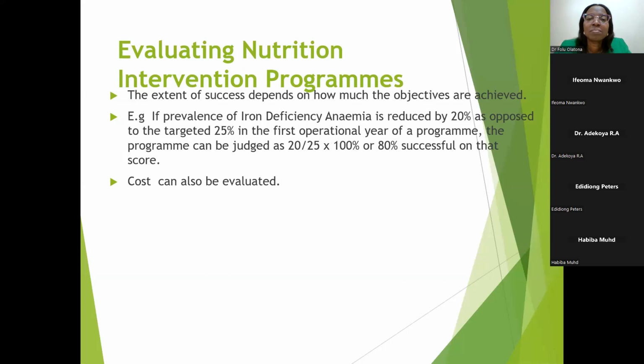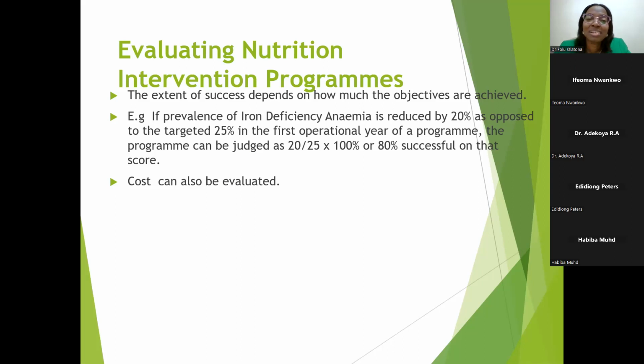The extent of success depends on how much the objectives are achieved. So an example is prevalence of iron deficiency anemia. If it's reduced by 20%, as opposed to the targeted 25% in the first operational year of the program, we can say that the program is judged to be 80% successful.